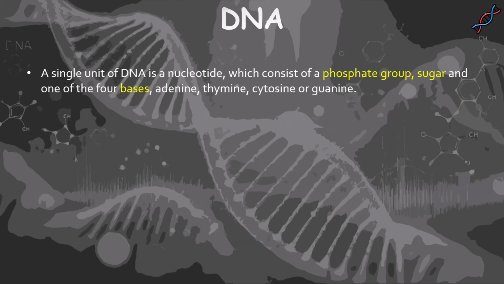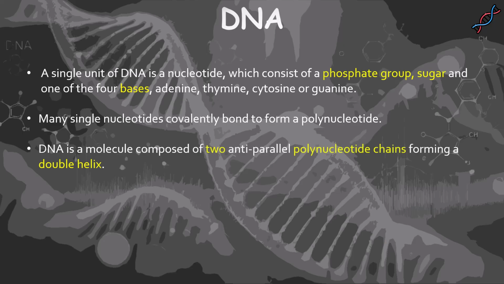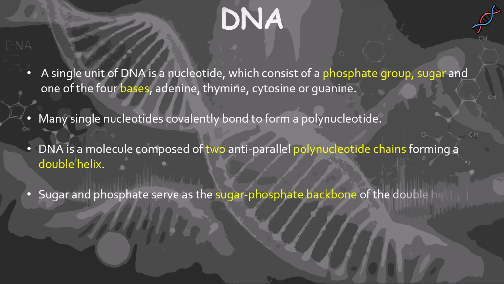In summary, a single unit of DNA is a nucleotide, which consists of a phosphate group, a 5-carbon sugar, and one of the 4 bases: adenine, thymine, cytosine, or guanine. Many single nucleotides covalently bond to form a polynucleotide. DNA is a molecule composed of 2 antiparallel polynucleotide chains, forming a double helix.